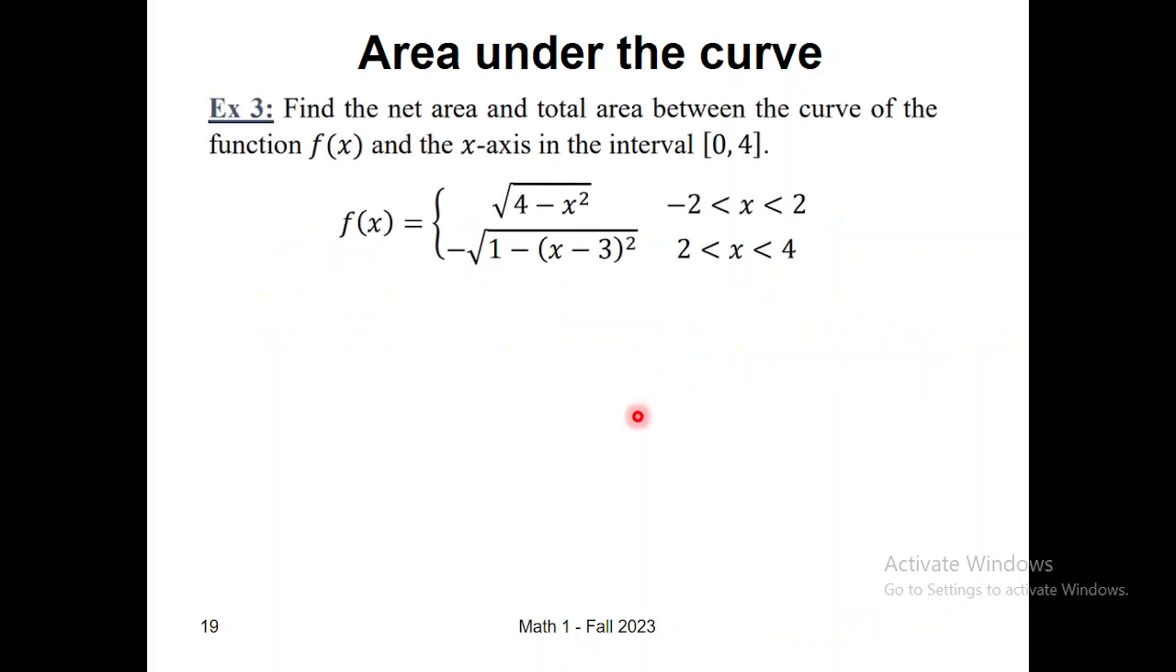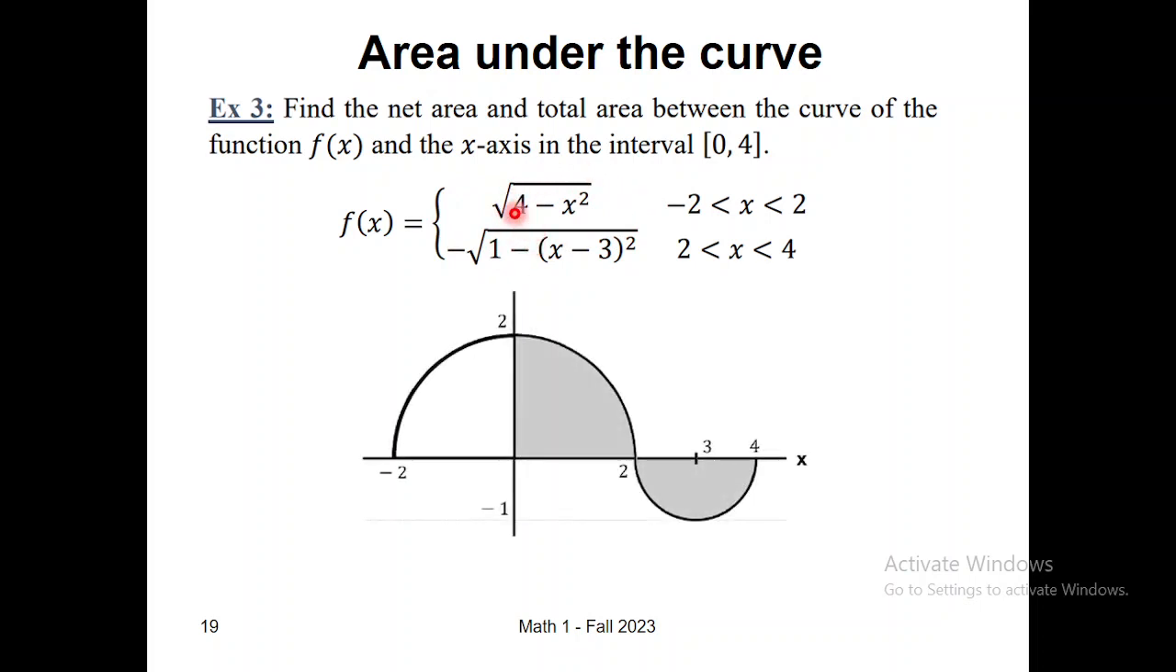A final example can be given by this function. Now we want to find the net area and the total area between the graph of this function and the x-axis over the interval from 0 up to 4. What does the graph of this function represent? Now this part of the function can be simply written as x squared plus y squared equal 4. So it is a standard circle, a simple circle whose center is the origin point and radius equal to 2.